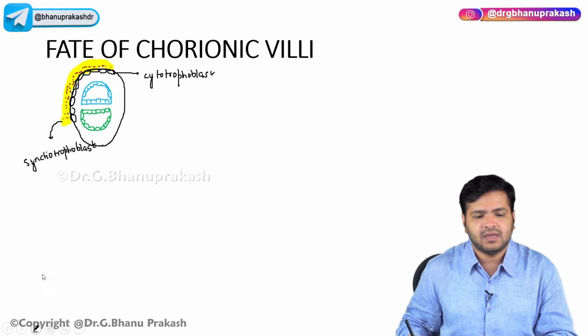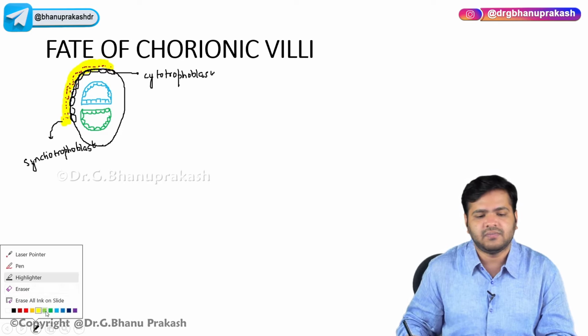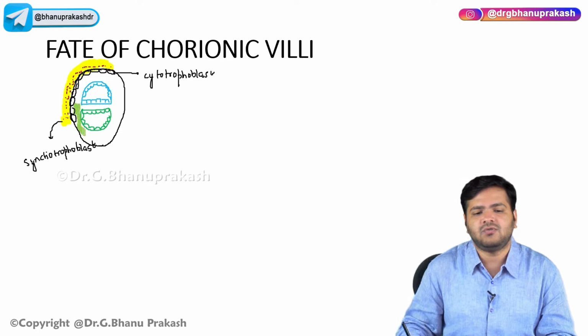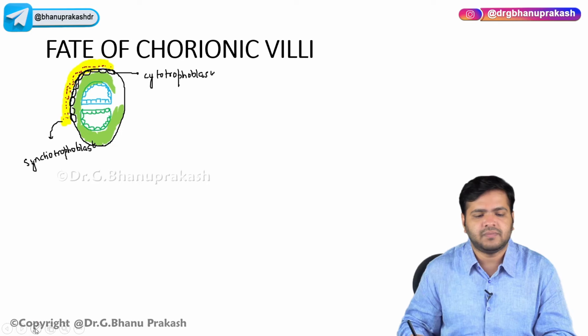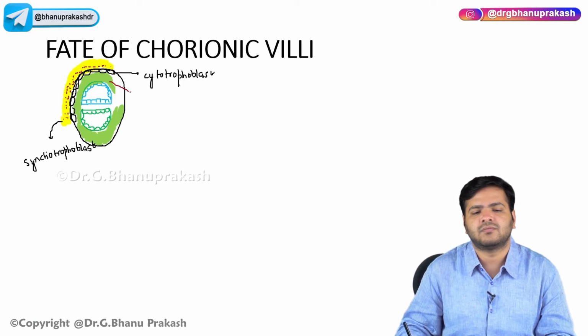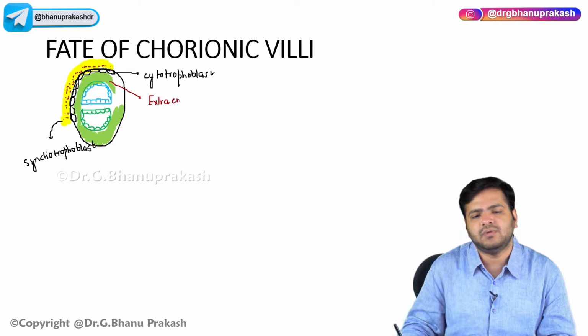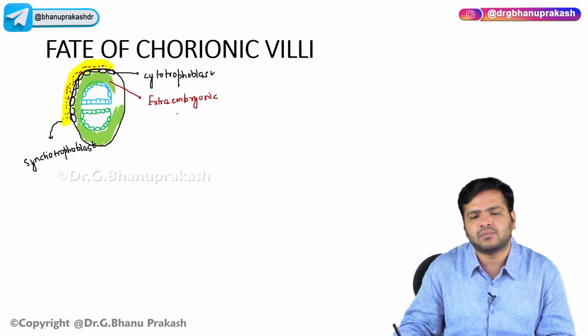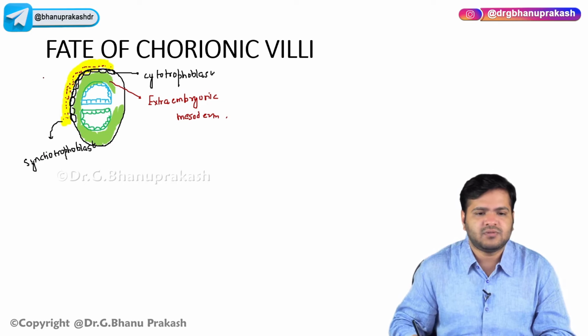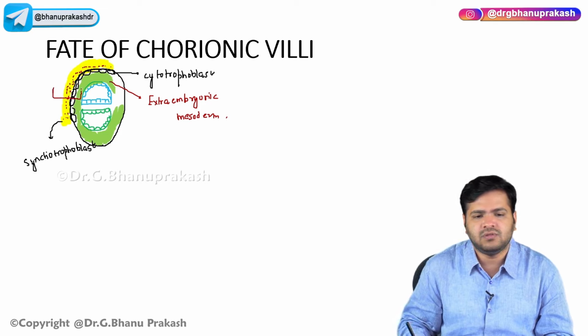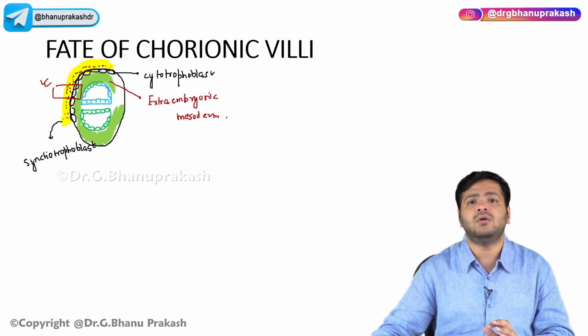And inside it, I'll use another color. You already know what is inside the cytotrophoblast: it is the extra embryonic mesoderm, which is coming from the wall of the yolk sac. Remember, this is the extra embryonic mesoderm. Now, let me take a portion out of this. Let us suppose I am taking this particular portion out, and we will view this small portion over here.